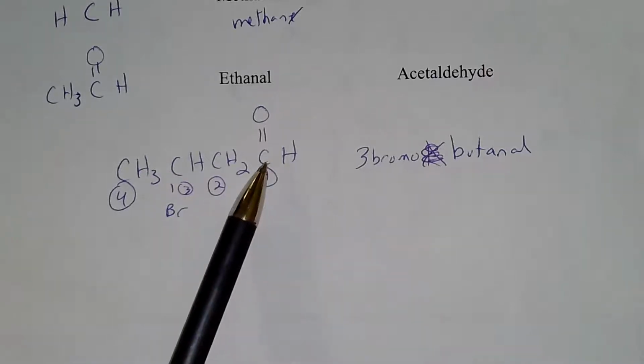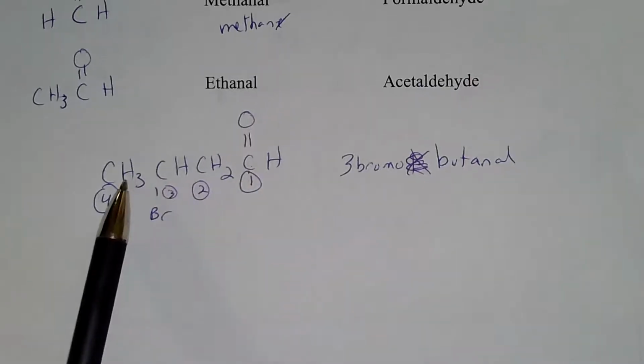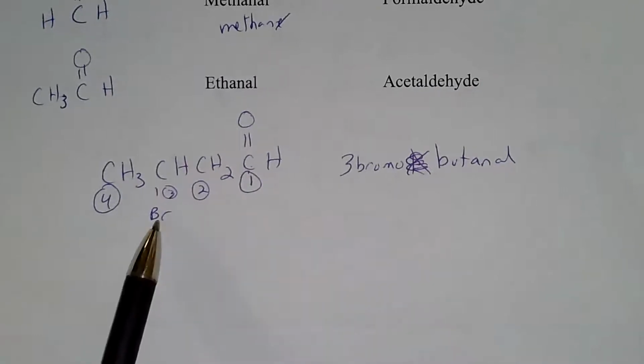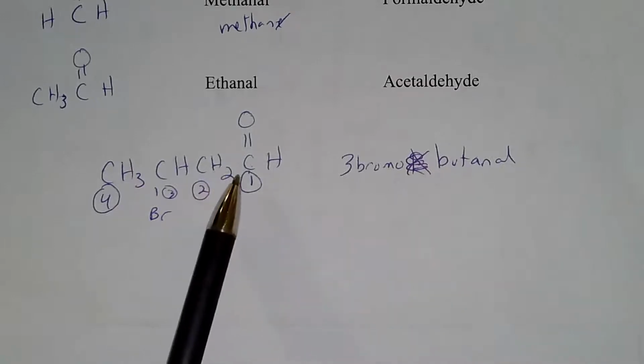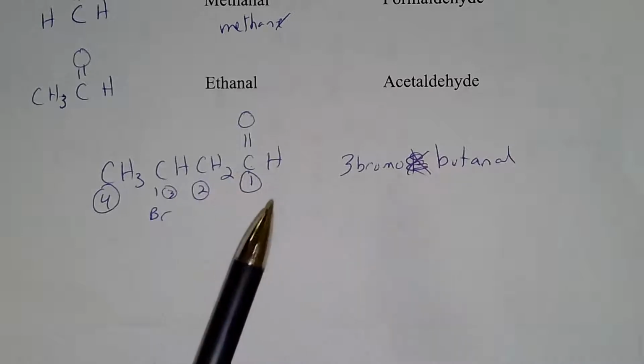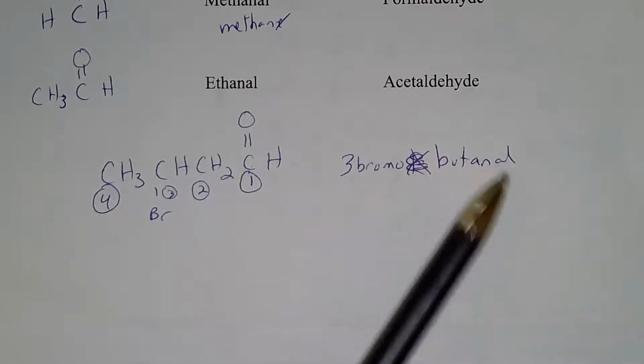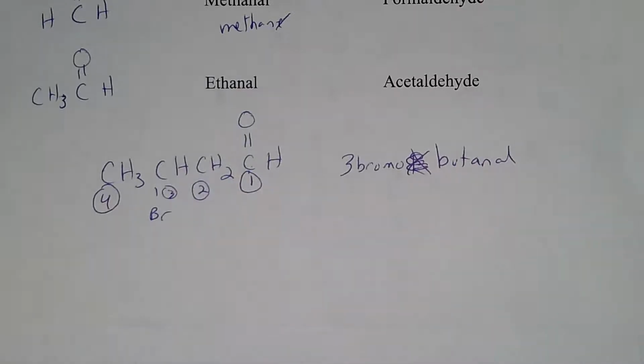So I have my first carbon as the aldehyde, and then everything from that. So even if I have a bromo and it takes priority in terms of the alphabet, this is still going to be the first carbon. That's still going to be the first carbon, okay? So you're going to drop the E and put an AL at the end.